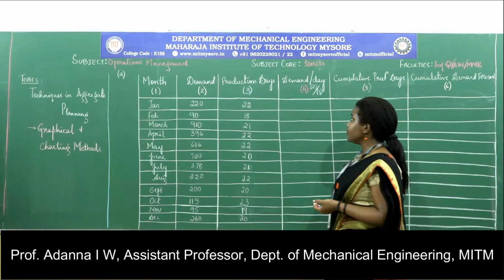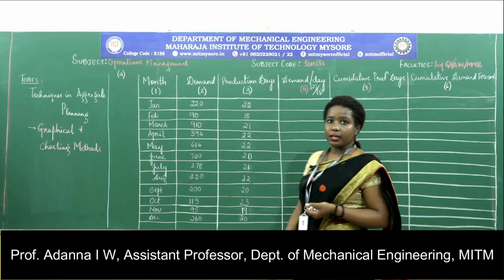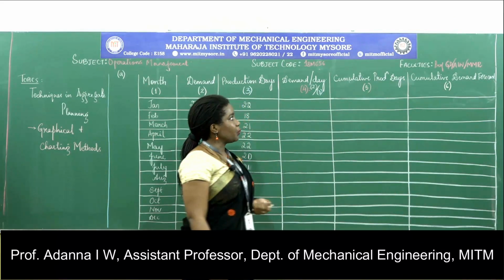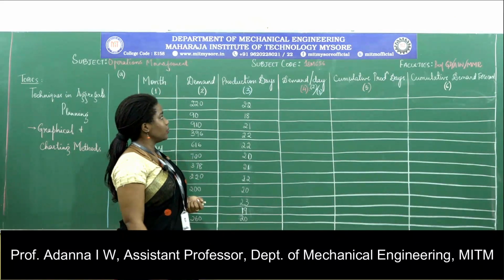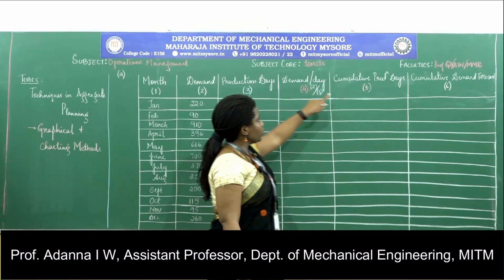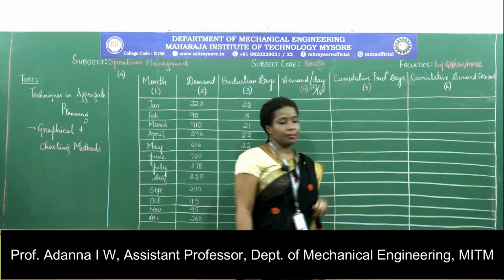So how do we do this? We will add to this table columns for the data that we need. We are adding 3 more columns: the demand per day, the cumulative production days and the cumulative demand forecast.